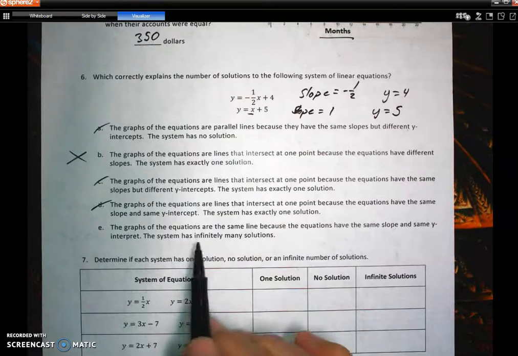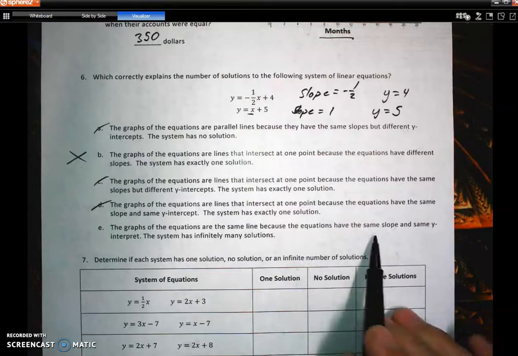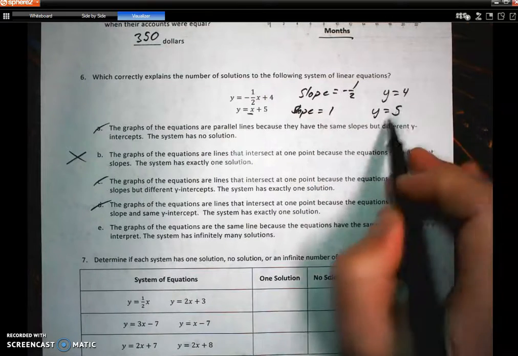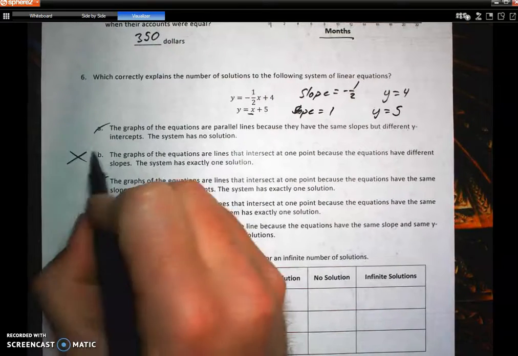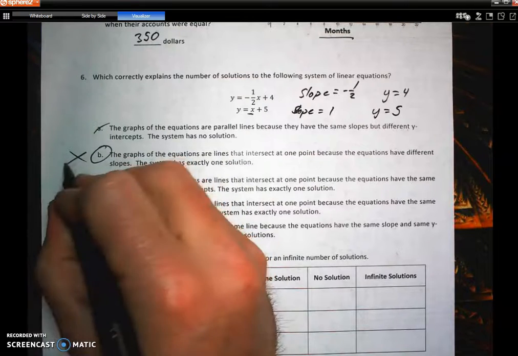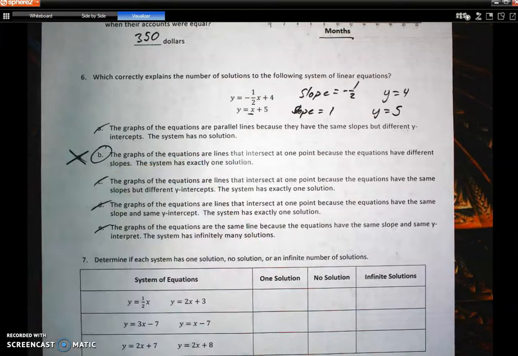The graphs of the equations are the same line because the equations have the same slope and the same y-intercept. They don't have the same slope, they don't have the same y-intercept, so that's a lie, so it has to be B. Or you can go on to Desmos and see that they do crisscross at one point.